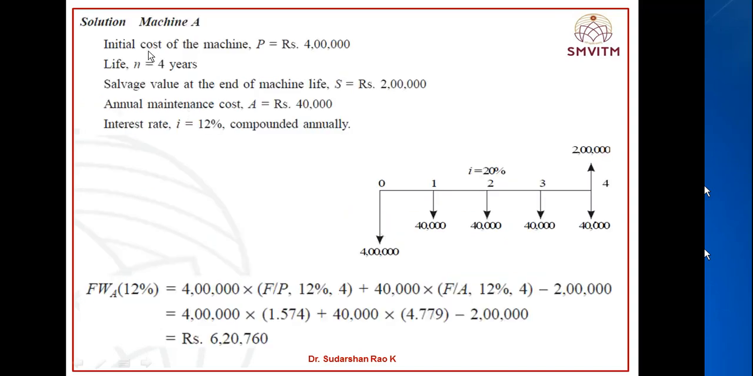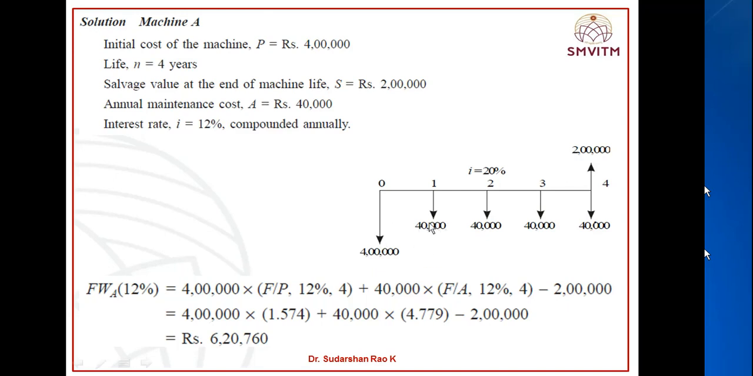So for machine A, the initial cost is minus 4 lakh, then the salvage value is 2 lakh, the future value. Then the annual maintenance cost is 40,000 every year. Since the cost dominates over the benefit or the revenue, the cost is considered positive. Here we can consider the cost as positive and the revenue as negative. Therefore F is minus 2 lakh, which is negative, and all others are positive.